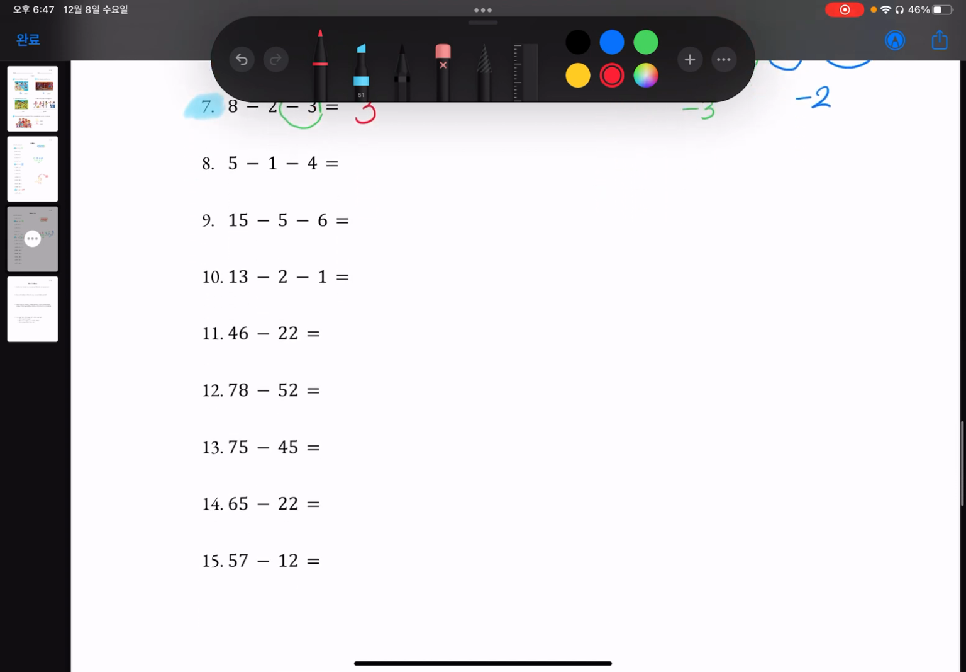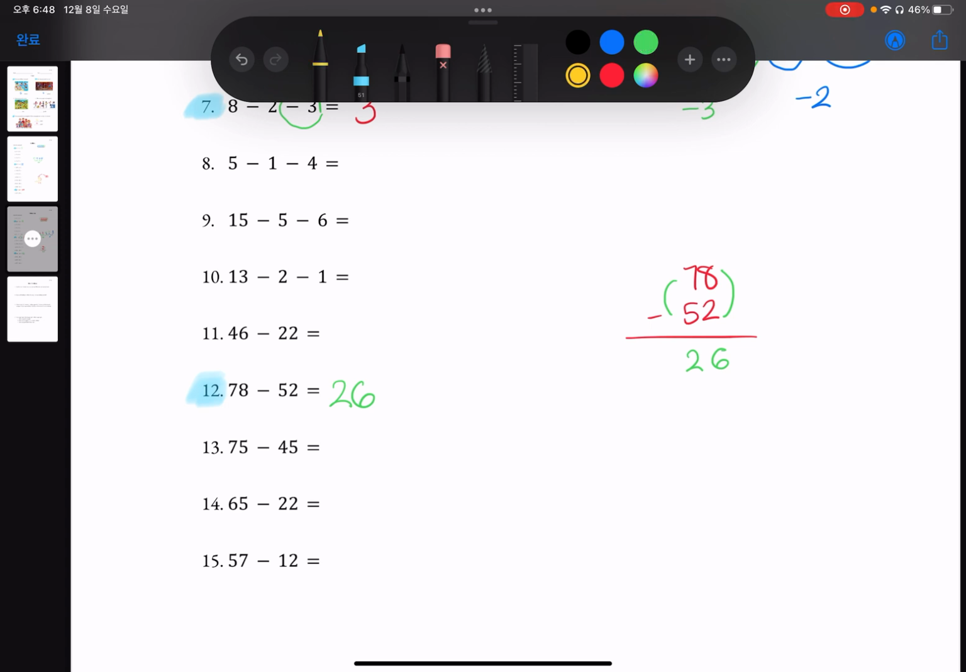Lastly, let's look at number 12. Number 12 says 78 minus 52, and we'll be using a vertical way. Just like the addition problem, make sure to line up the numbers together, and we'll do 8 minus 2 first. 8 minus 2 is equal to 6, and 7 minus 5 is equal to 2. So the answer will be 26.